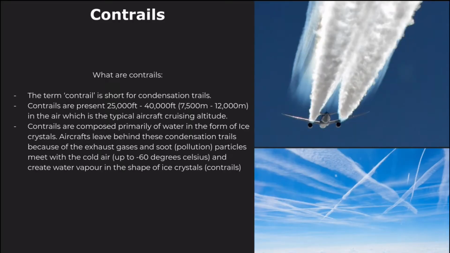First of all, let's just start with the basics. Contrails are present at 25,000 feet to 40,000 feet, which is the typical aircraft cruising altitude, so where planes typically fly. Contrails are composed of primarily water in the form of ice crystals. If you didn't know, clouds are made of water droplets. Aircraft leave behind these condensation trails because the exhaust gases and soot pollution particles, soot being a type of pollution particle, meet with the cold air, down to negative 60 degrees Celsius, and create water vapor in the shape of ice crystals: contrails.